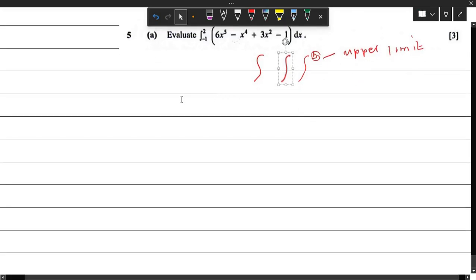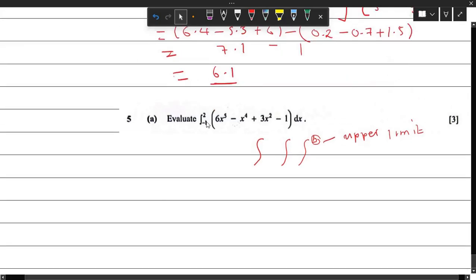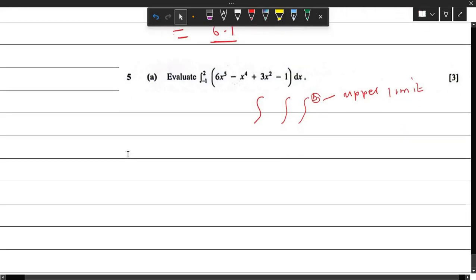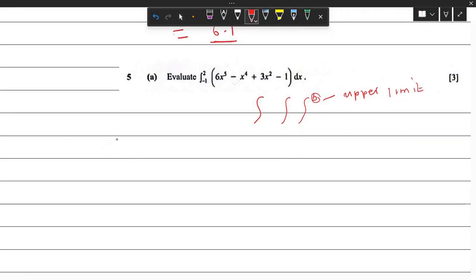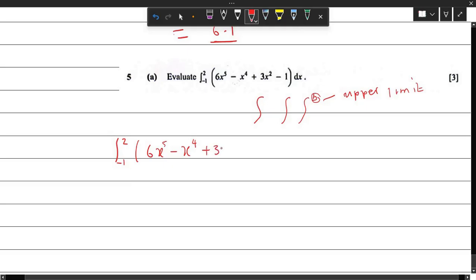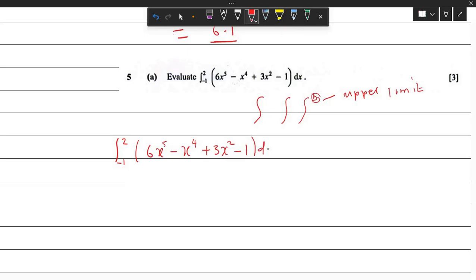Oh, okay. So now this is our equation. So we'll do the same thing. You have the integral from -1 to 2 of 6x to the power 5 minus x to the power 4 plus 3x squared minus 1 dx. Okay, so we're integrating each term.